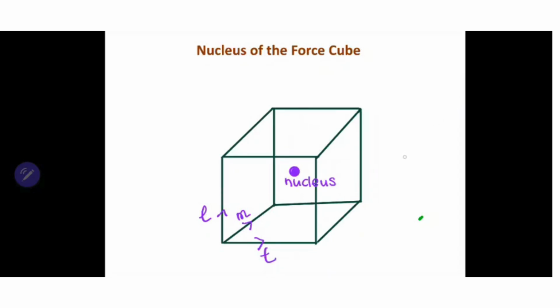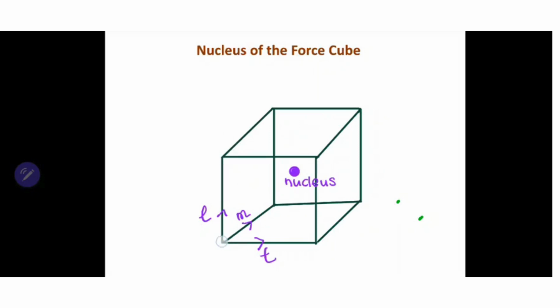Once the force cube is created, the nucleus of the force cube is created then. If there is a force cube, there must be a nucleus. The nucleus is the next creation and it is at the center of the force cube. What does this nucleus do? It attracts light, mass and time from the vertices.